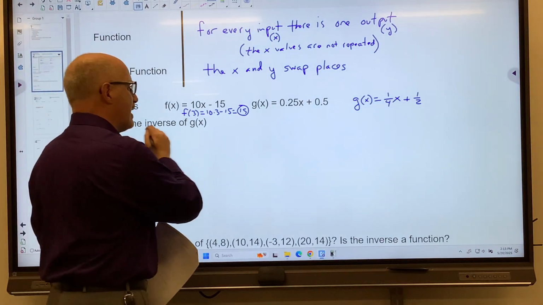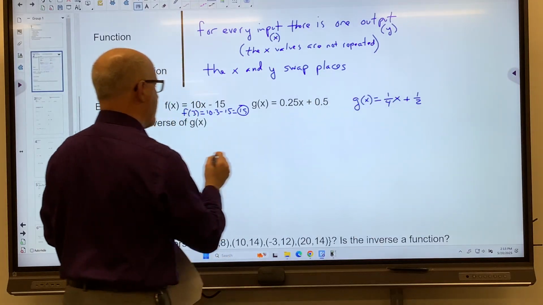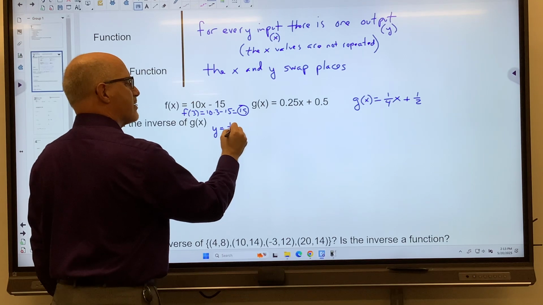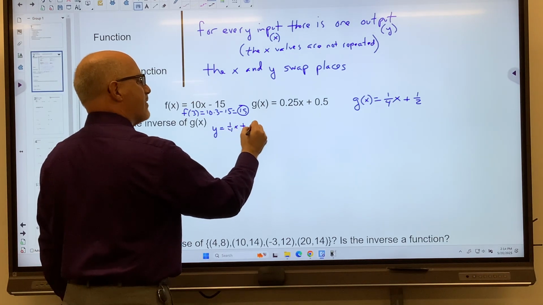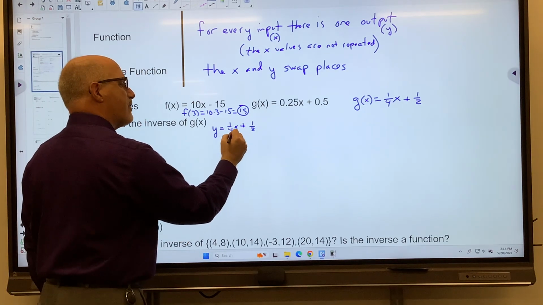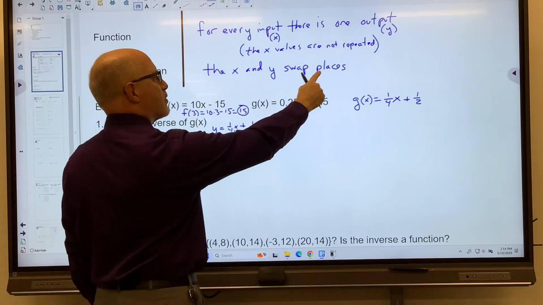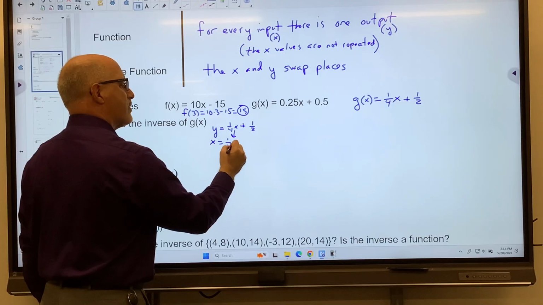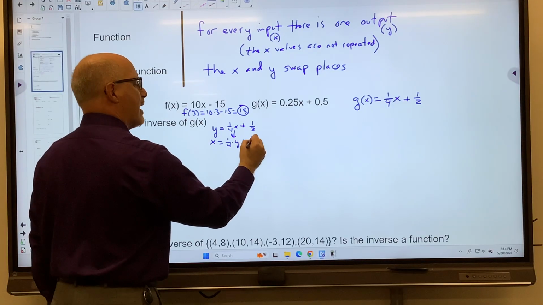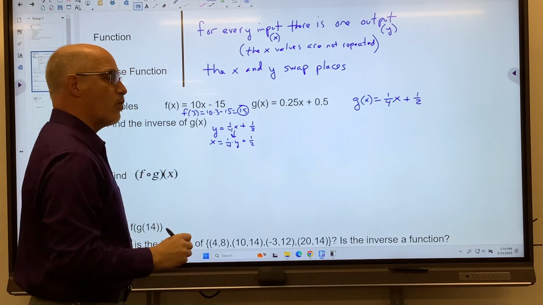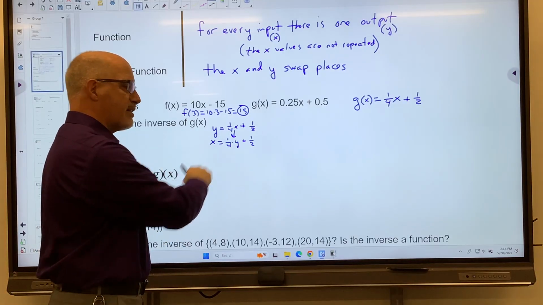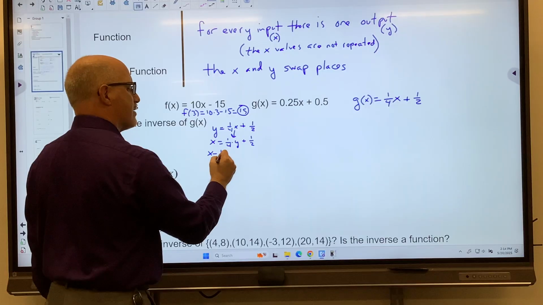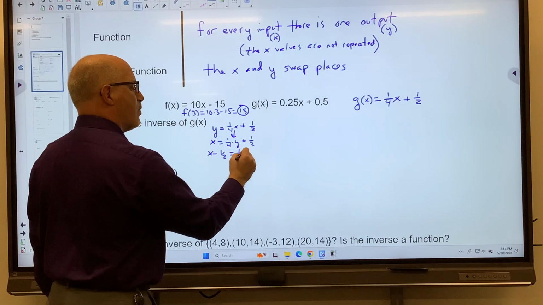So I want to do the inverse of g of x. I'm going to use this form. So I'm going to first of all write it as y equals 1/4 x plus 1/2. Now remember, to do the inverse, the x and y swap places. So I'm going to put the x here equal to 1/4 times y plus 1/2. Now I want to get the y by itself. It's in the middle of this expression. So I'm going to go ahead and subtract 1/2 from both sides, equals 1/4 y.